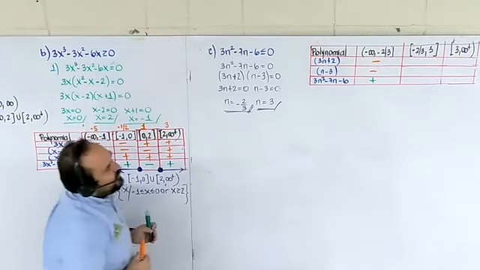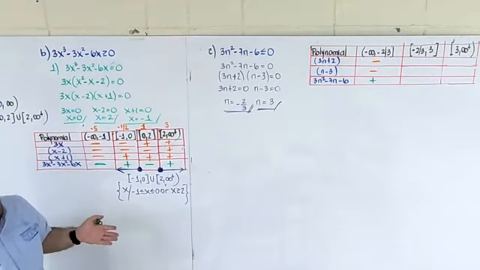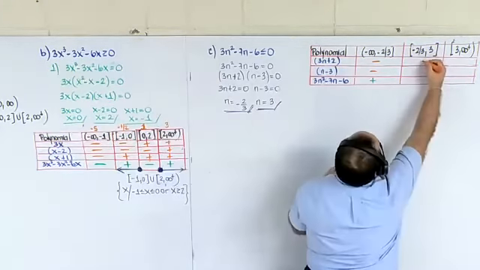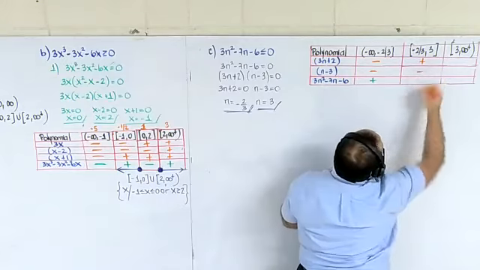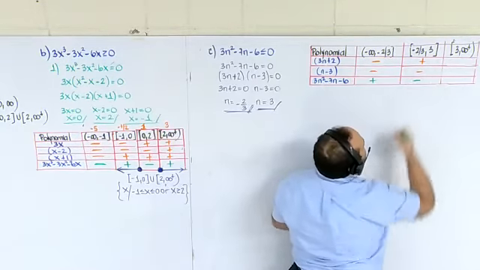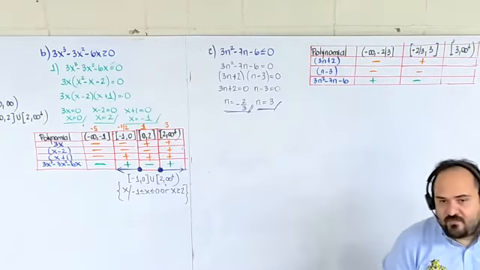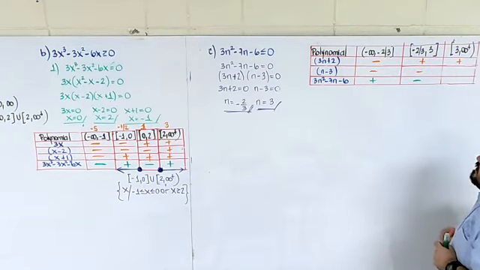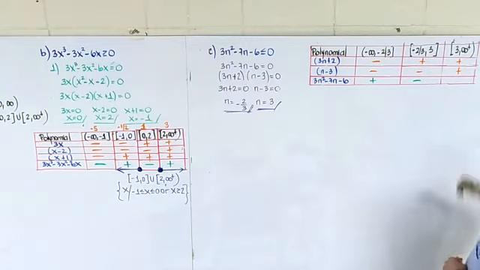Well, for negative 2/3 until 3, if you wish, we can use 0. 3 times 0, 0 plus 2 is positive. 0 minus 3 is negative. Positive times negative will be negative. And finally, for 3 until infinity, we can use 4. 3 times 4 is 12 plus 2 is 14, so positive. 4 minus 3 is positive 1. So positive times positive will be positive.